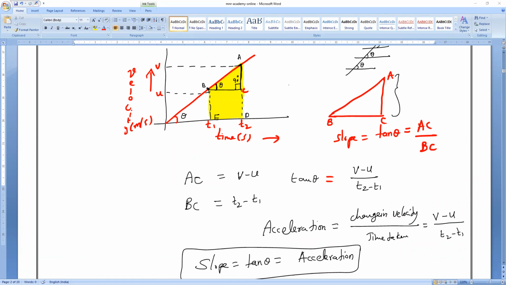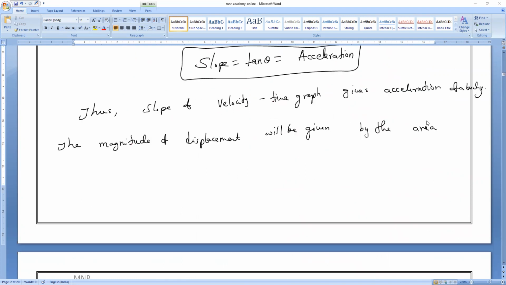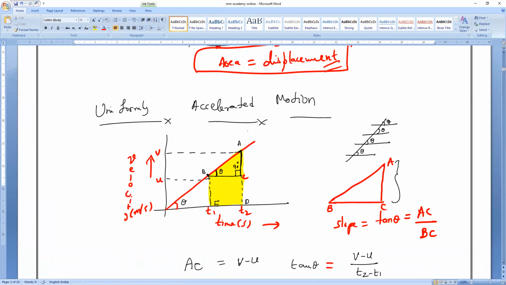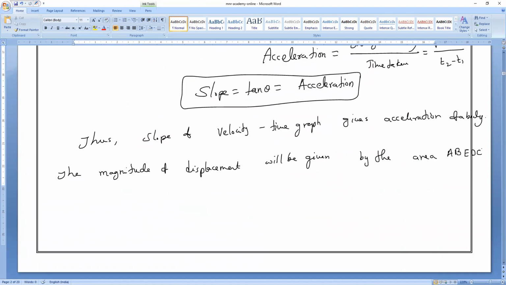Yes, sir, the area of A, B, E, D, C. Of course, it is not even C. We can take directly A. This entire shape is completely A, B, E, D, A. That is the area A, B, E, D, A under the velocity time graph.